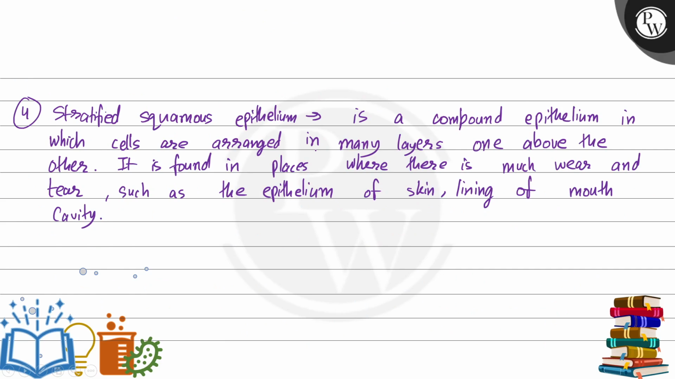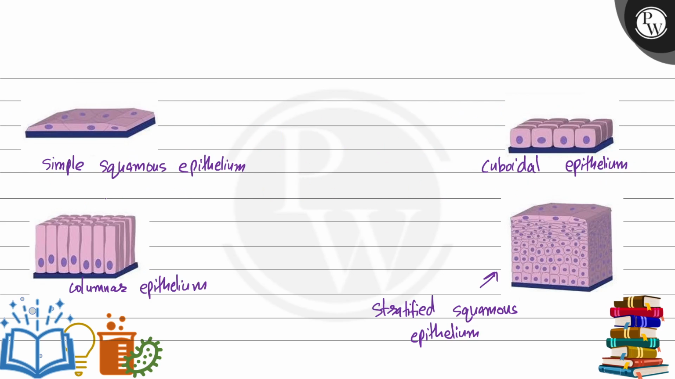Stratified squamous epithelium is a compound epithelium in which cells are arranged in many layers one above the other. It is found in places where there is much wear and tear, such as epithelium of skin, lining of mouth. And the diagram is, this is simple squamous epithelium, this is cuboidal epithelium, this is columnar epithelium, this is stratified squamous epithelium.